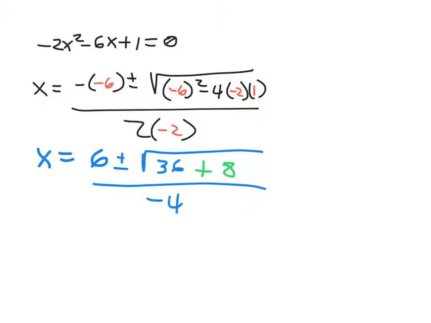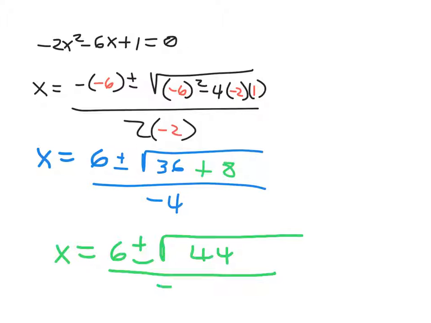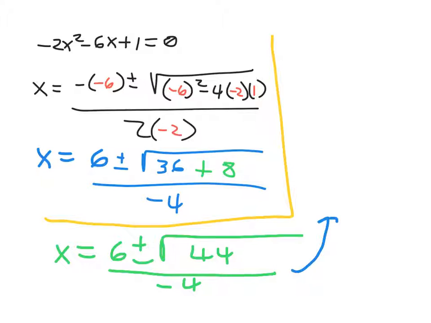Okay. Then, alright, we end up with x equals 6 plus minus 36 plus 8 is 44. I see a perfect square in there, and then we have -4. Alright, so we're going to work this out up here. The radical 44, that turns into 2 radical 11. I'm going to hope that the people watching this video understand how to simplify radicals. So that would be 2 radical 11 all over -4.